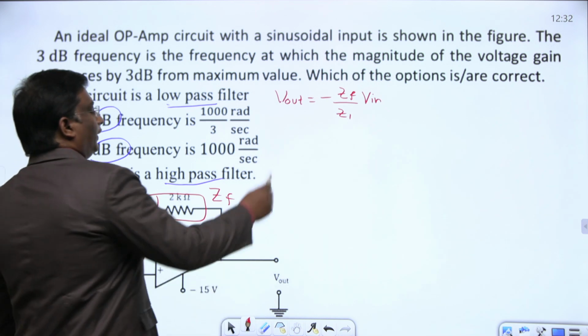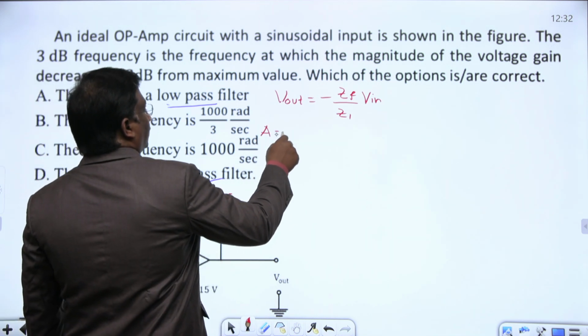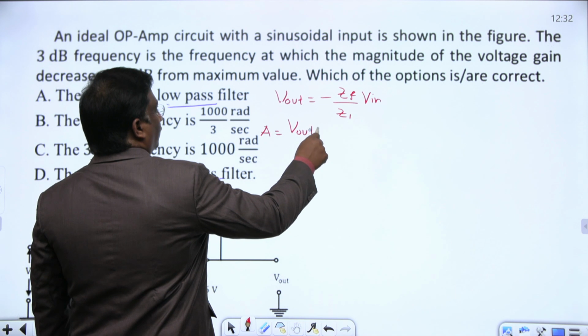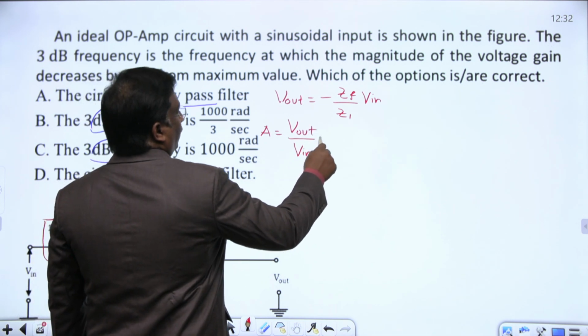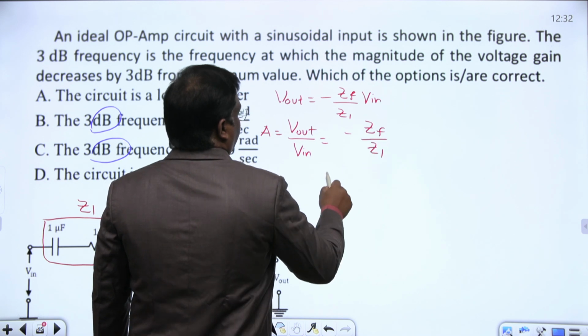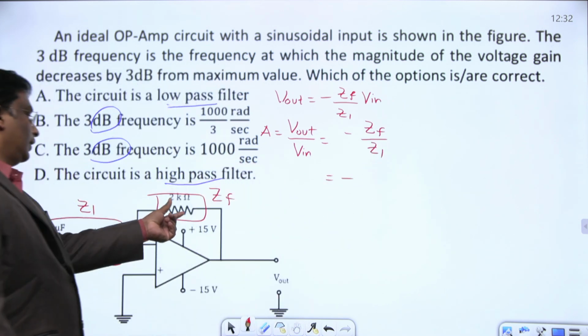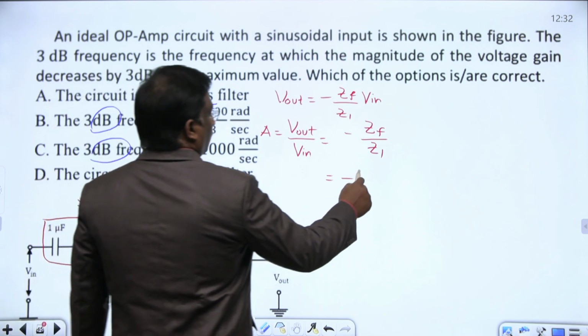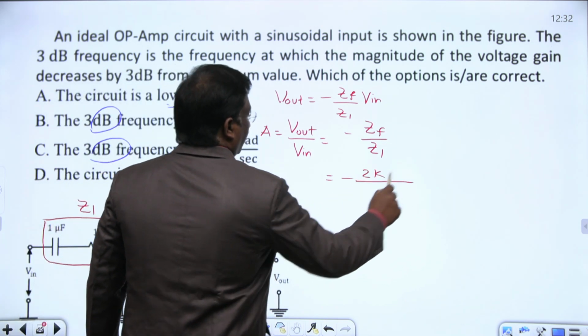Okay, V out by V in is nothing but the gain. This gain equals V out by V in. What is that V out by V in we got here? Minus ZF by Z1. What is the ZF here? ZF is 2k, so this is 2 kilo divided by Z1.